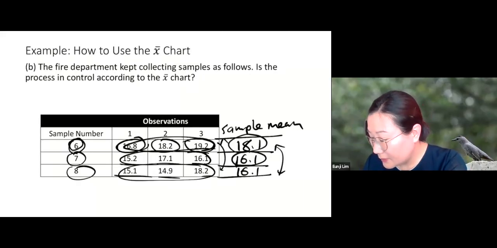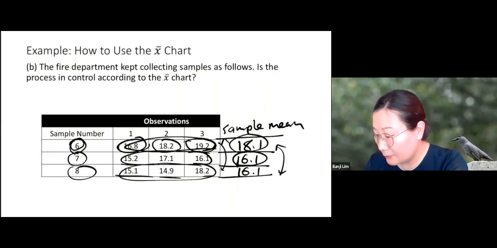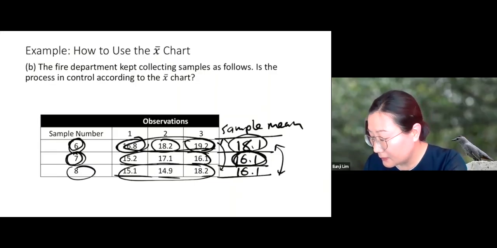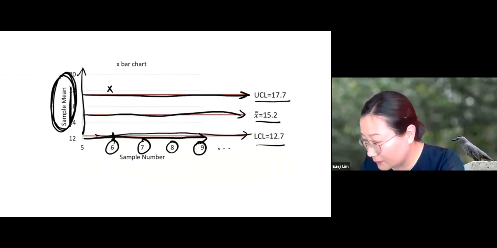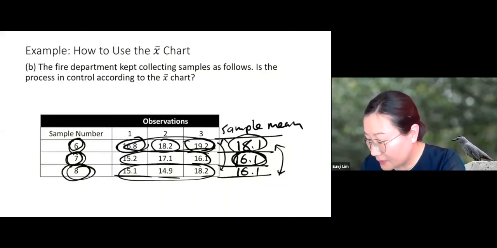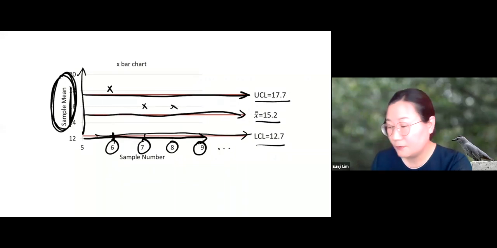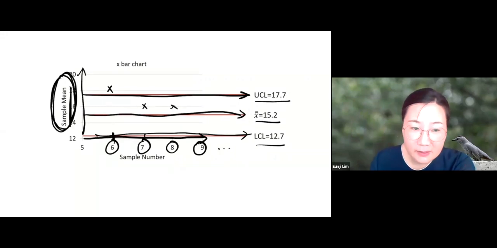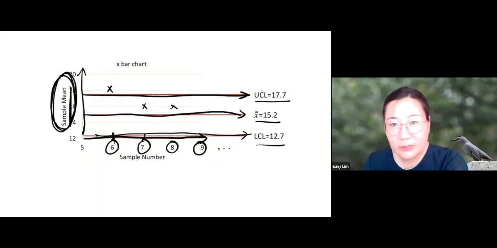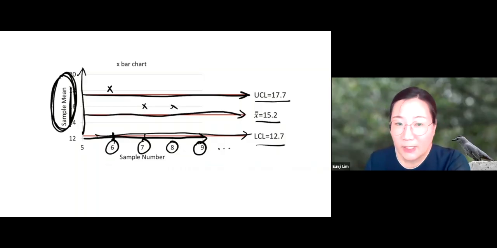Now, when the sample number was 7, the sample mean was 16.1. When the sample number is 8, the sample mean was also 16.1. Now we plotted the new data points, and what conclusion can we make?